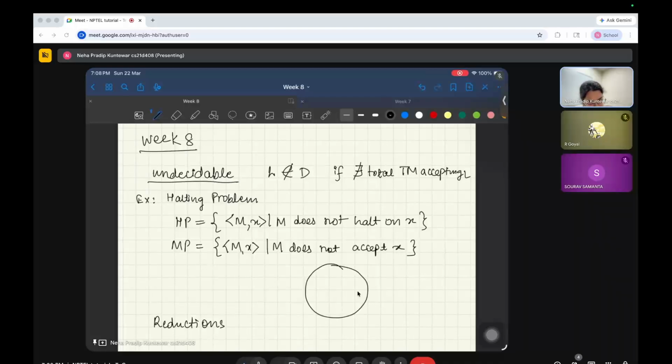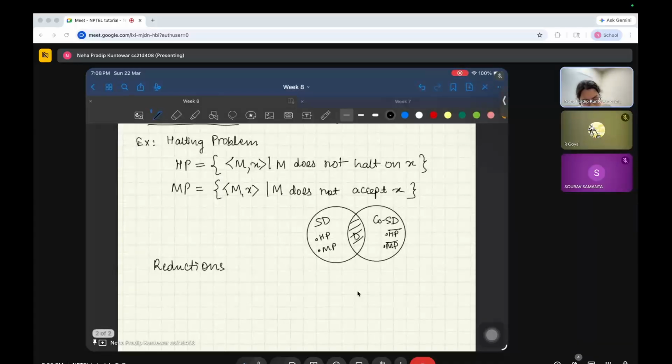If we recall the Venn diagram that we have, the set of semi-decidable languages here, co-semi-decidable languages here, and their intersection is exactly the set of decidable languages. The halting problem, the membership problem, all of them sit here, and if you look at their complements, then they'll be in the complementary set.